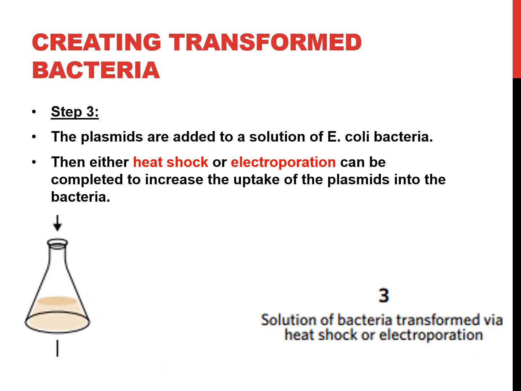What's step 3? Creating transformed bacteria. The plasmids are added to a solution of E. coli bacteria, so they mix E. coli bacteria in some sort of liquid aqueous solution and add your recombinant plasmids. Then either heat shock or electroporation can be completed to increase the uptake of the plasmids into the bacteria. Remember, heat shock and electroporation both have an effect on the plasma membrane of the E. coli bacteria, and hopefully they'll take up the recombinant plasmid. We know that some will take up regular plasmids that haven't become recombinant, and some won't take up any plasmids.